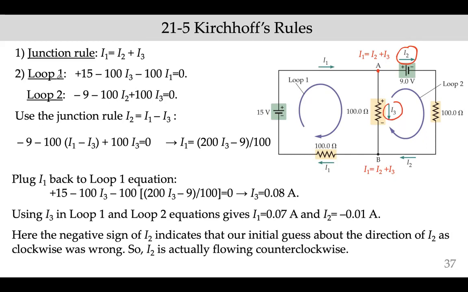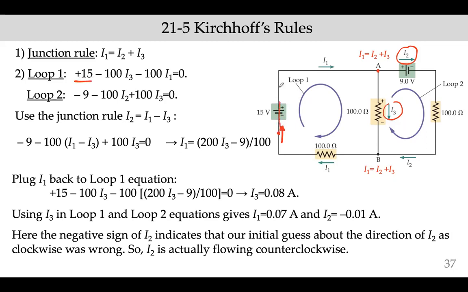Now let's go into the loops. So for loop 1, I like to start from the battery, but you can start from anywhere. So we will go in this direction. I run into the battery's negative pole first. When that happens, remember we use a positive sign. So this is going to be positive 15.